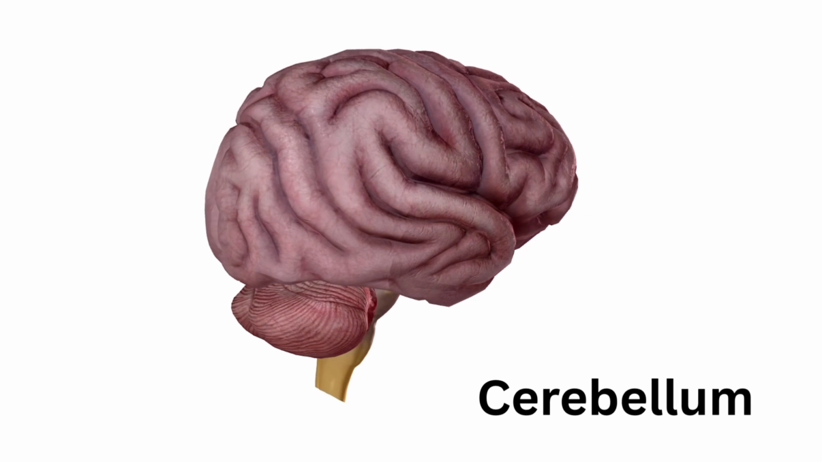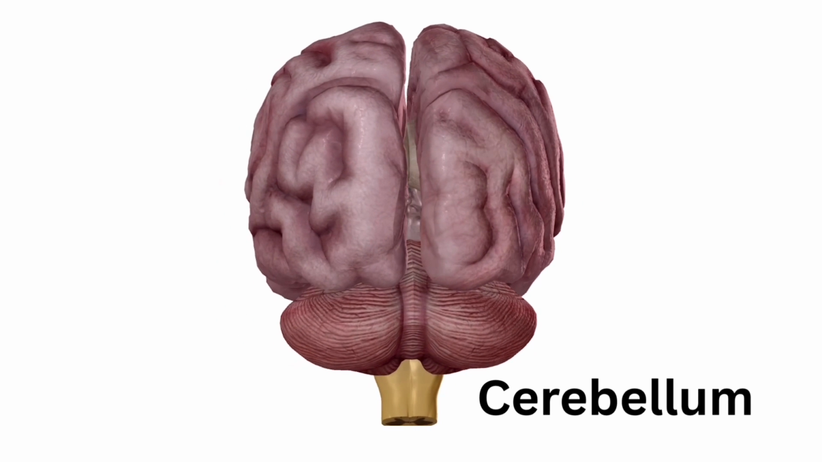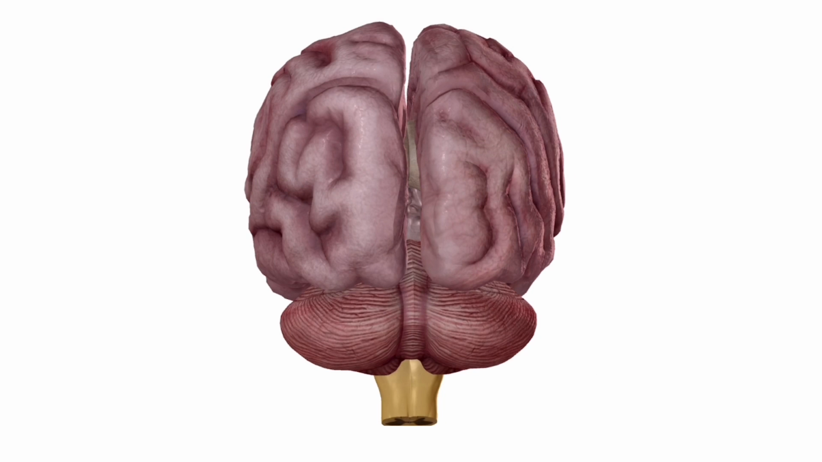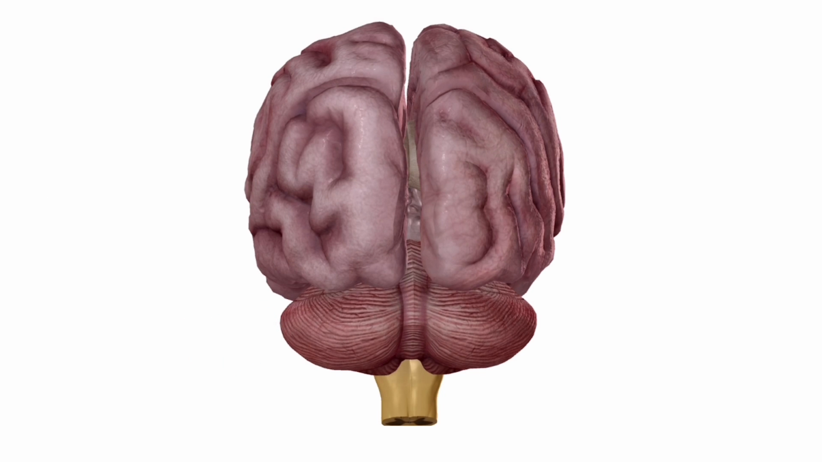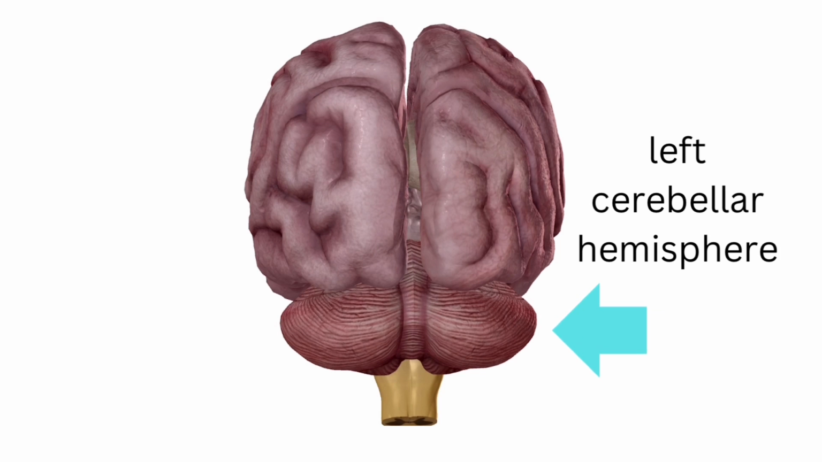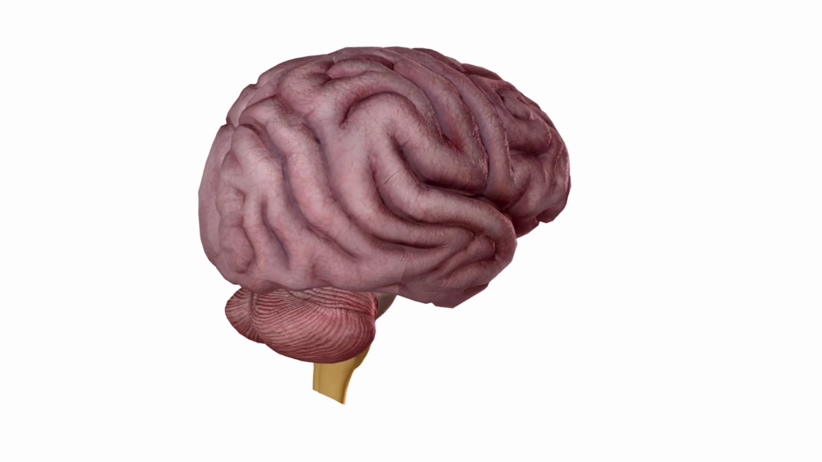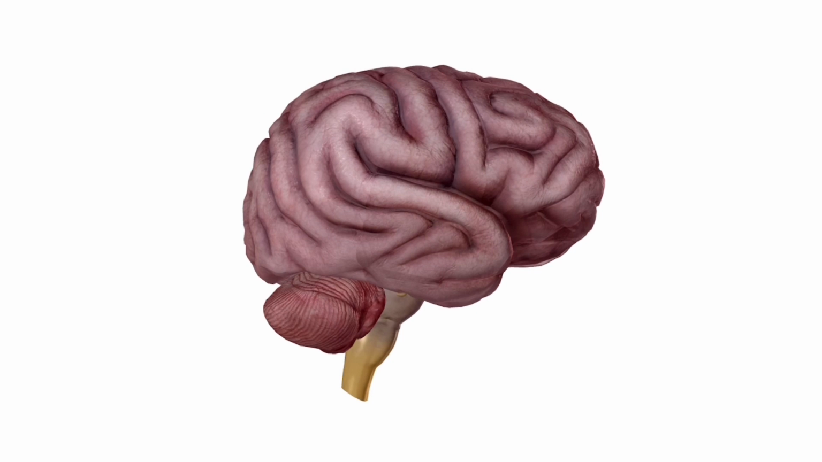The cerebellum is a caudal brain structure organized into a right cerebellar hemisphere and a left cerebellar hemisphere. Each hemisphere consists of an anterior lobe, a posterior lobe, and the flocculus.